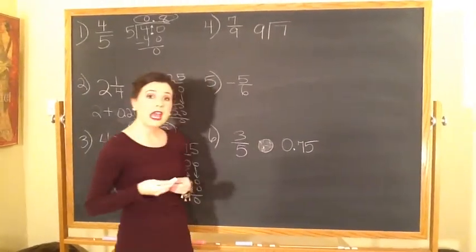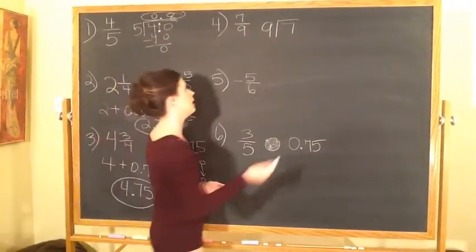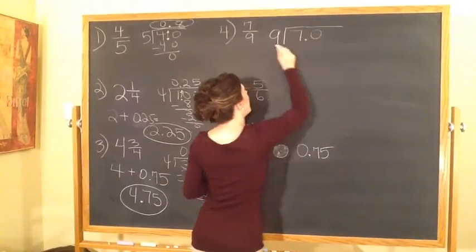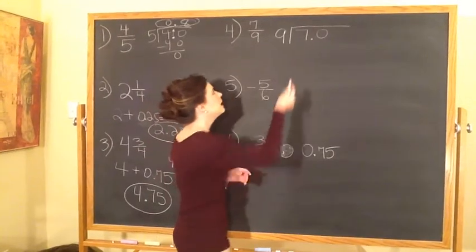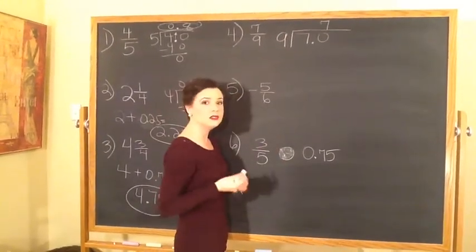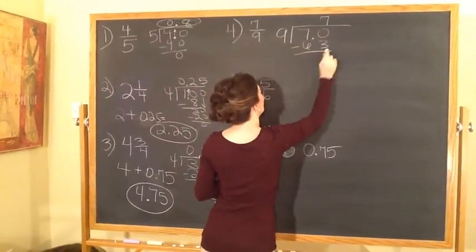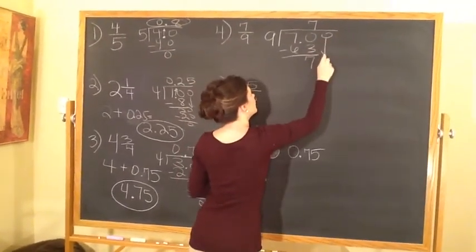So now we need to think, how many times does 9 go into 7? We have 0 times. So we're going to have to add our decimal and a 0. How many times does 9 go into 70? It will have to be 7 times, because 7 times 9 is going to give you 63. And when you subtract, you're going to go ahead and get 7. And then you're going to add a 0 and pull down your 0.